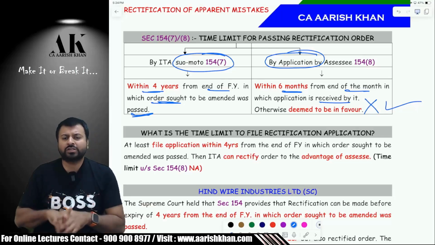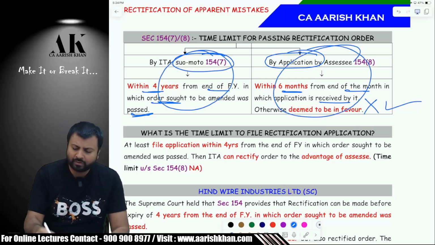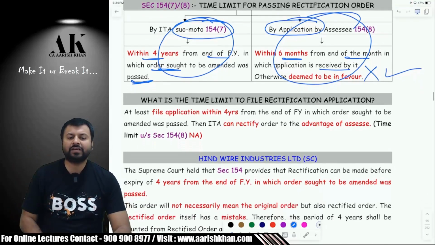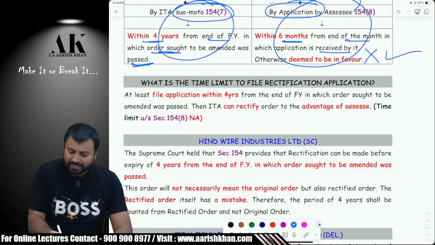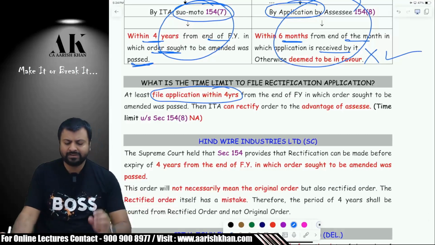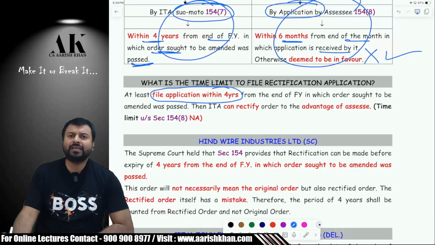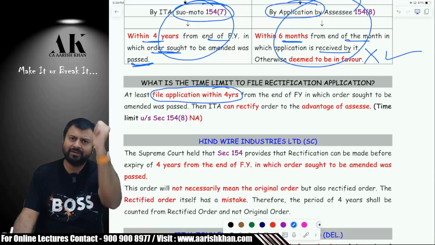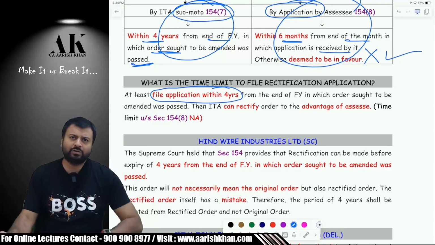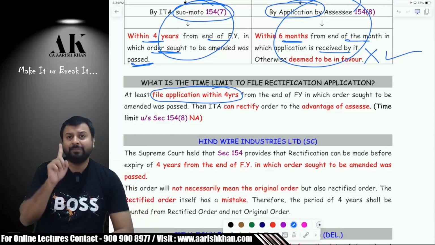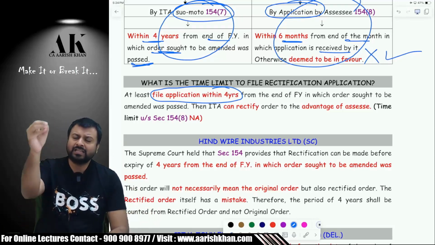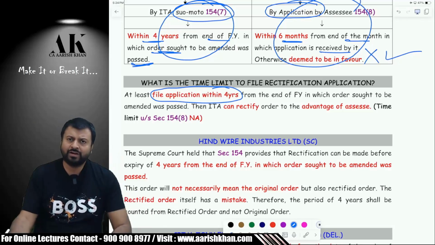Okay. Now, the very important question: both the time limits are for what? They are for passing the rectification order. What is the time limit for making a rectification application? The department has given a CBDT circular that the application has to be made within 4 years. If the application is made within 4 years, the department will rectify the order to the advantage of the assessee. Okay, but the application has to be made within 4 years. Within 4 years, if the application is made, then the department will pass the order in your favor. Don't worry about it. Okay.